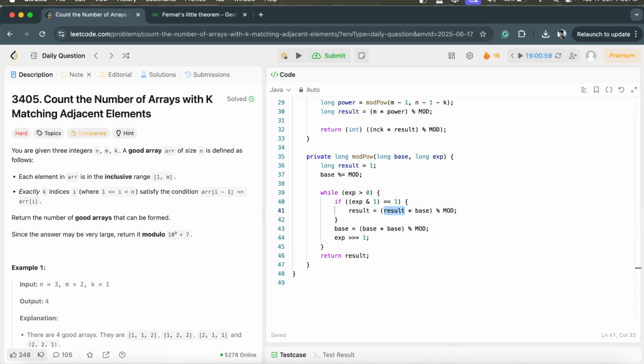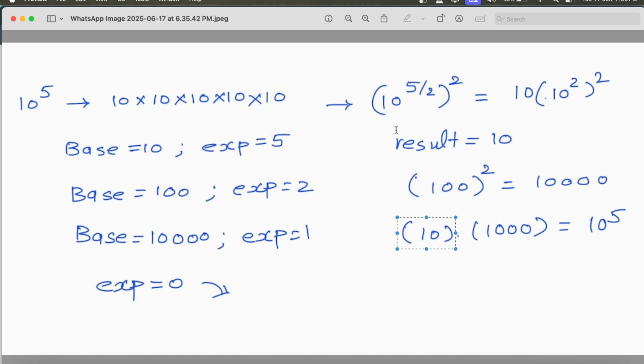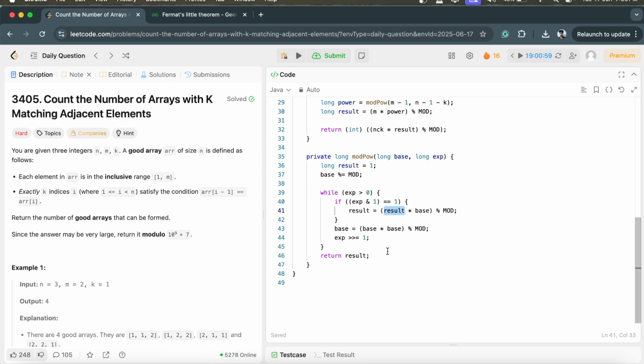Previously, result was having 10. Result will never get updated until we reach an odd position, and whatever the base value we have, it should be 10,000. The answer is going to be 10 to the power of 5. I'm just representing it. Now exponential, again, when we divide it by 2, is 0, base value will get updated, but doesn't matter for us. Once the exponential value is equal to 0, we will break out of this loop. This way we will be reducing the time complexity to log of n.